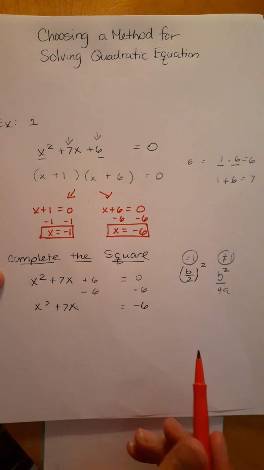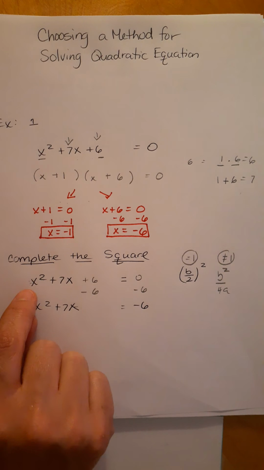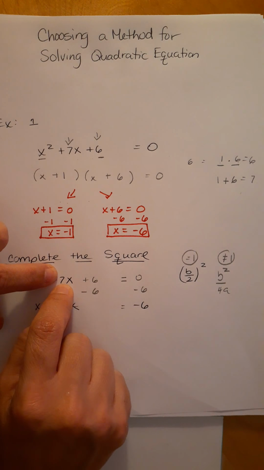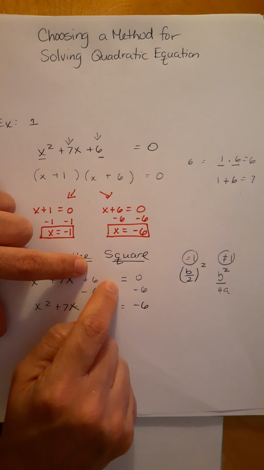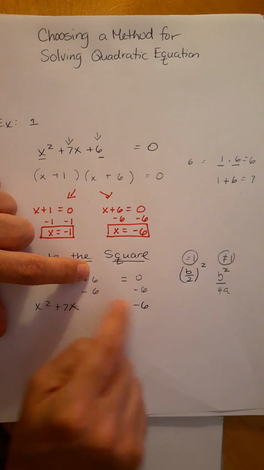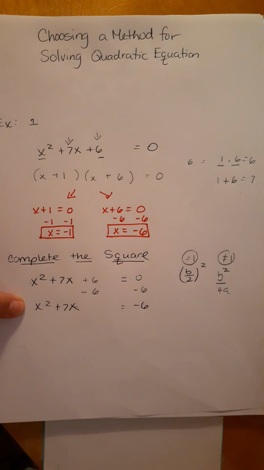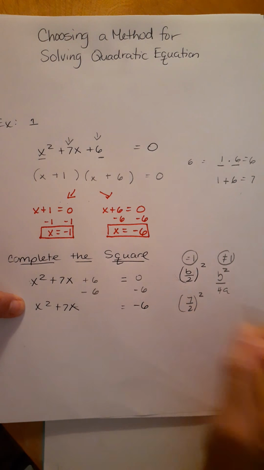Now, quick review. What's a? What's b? What's c? The leading coefficient is your a. The x to the 1 power in a quadratic equation is your b. And right here would be 6. That would be your c, but we moved it over. So here's my a, and there's my b. So my b is 7. Okay, so I'm going to take 7 over 2 squared.